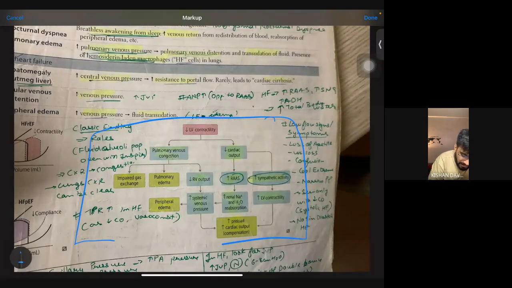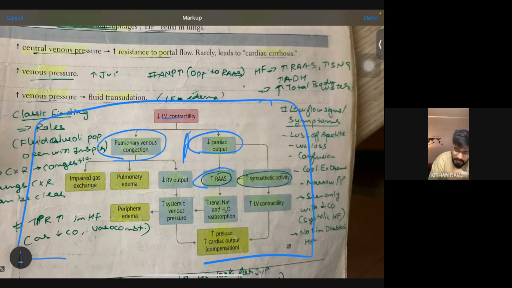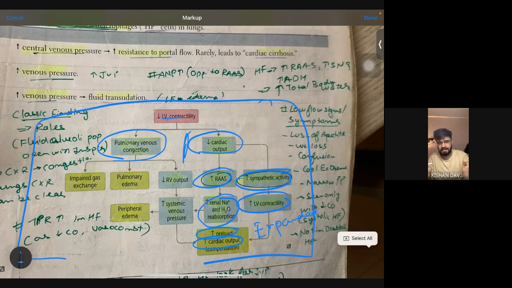LV contractility decreases, so pulmonary venous congestion and cardiac output decrease. Okay. The left ventricle is not able to contract, so cardiac output will decrease. Let's go towards the cardiac output first. LV contractility decreases, so cardiac output will decrease. So as we saw, the RAS angiotensin mechanism will increase, sympathetic activity will increase. All right. So what they will do is increase in reabsorption, increase in contractility, and increase in preload and cardiac output. So what they did in the new edition is they expanded this concept. This is what they have done in the 2022-2023 edition.